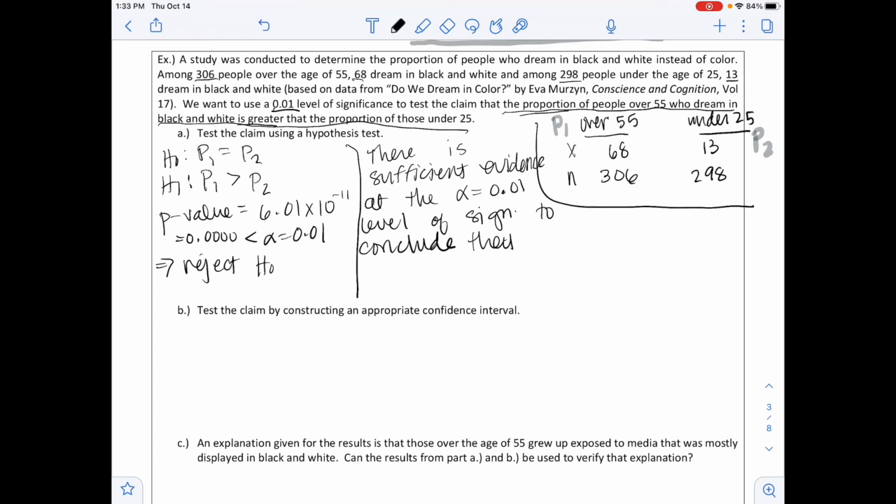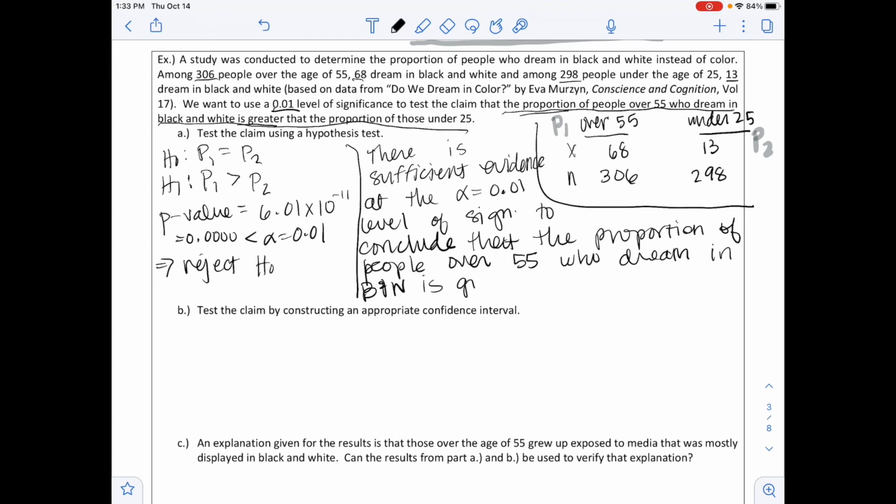So the proportion of people over 55 who dream in, and I'm going to go ahead and put B and W for black and white, is greater than those under 25.